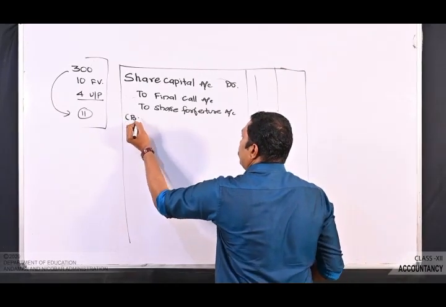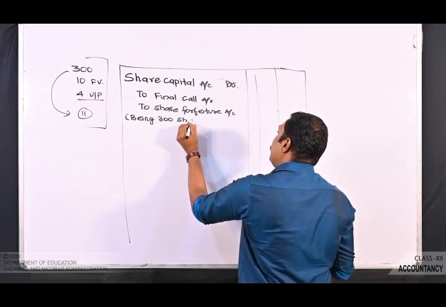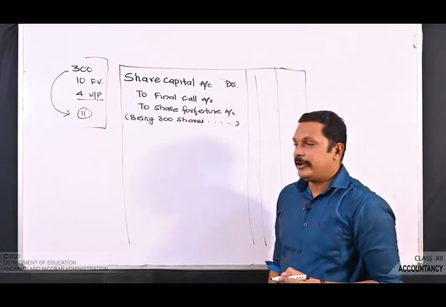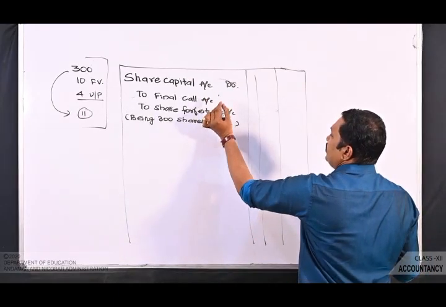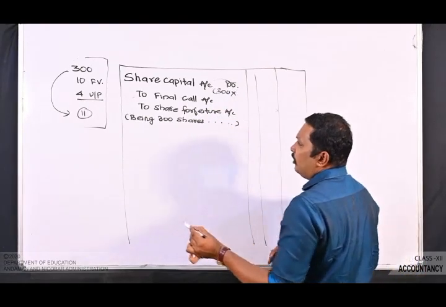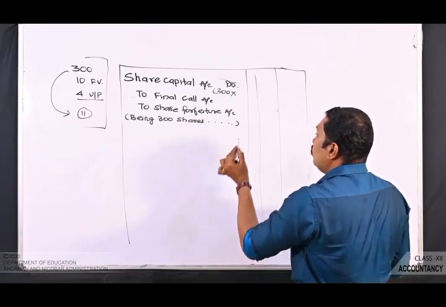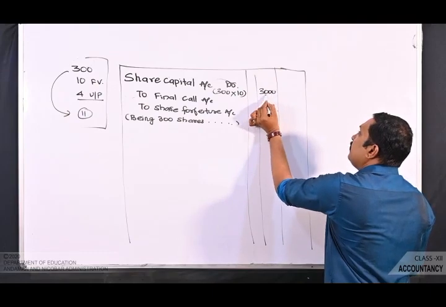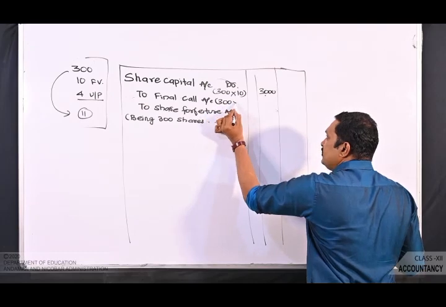Being 300 shares were forfeited for non-payment of final call, right? So how do we write the amount here? How many shares are forfeited? 300 shares were forfeited. They were called up till the final call, so we have to multiply by the face value. 3000 is receivable from the shareholder, but the shareholder could not pay the final call of rupees 4.